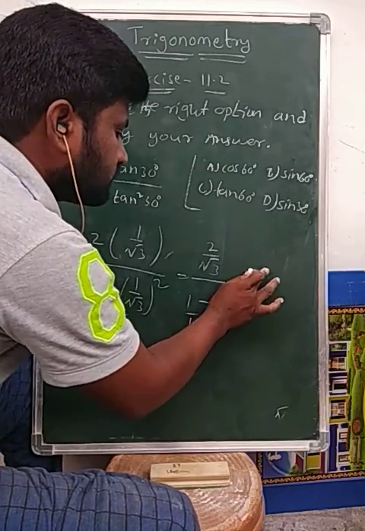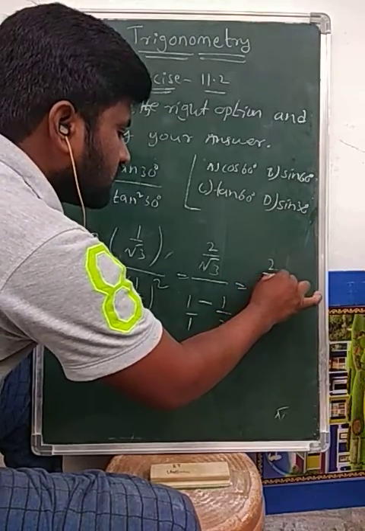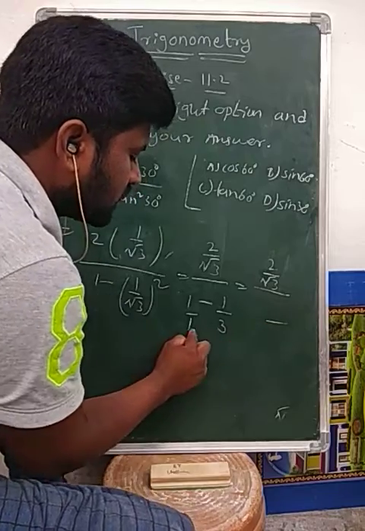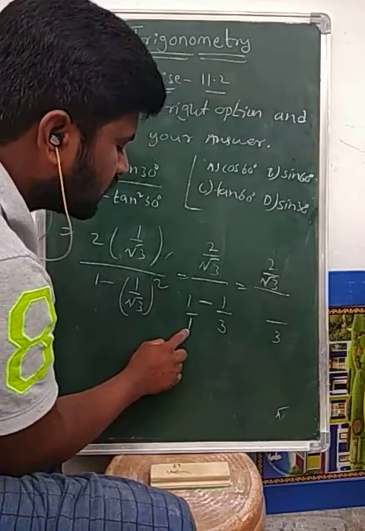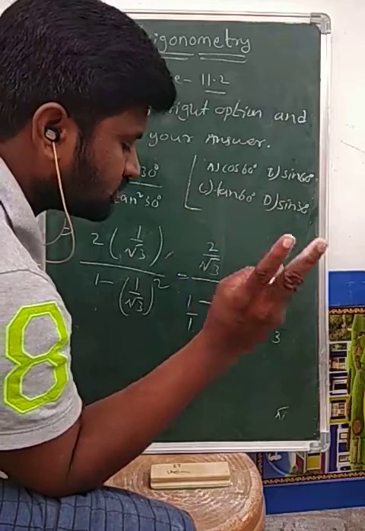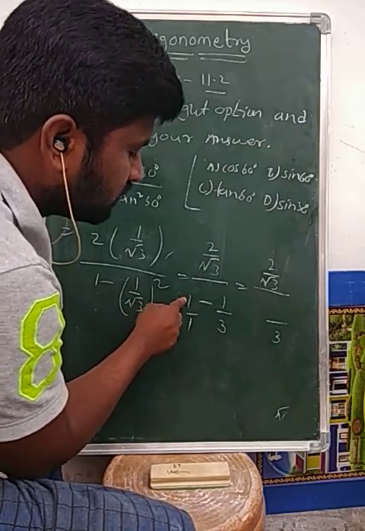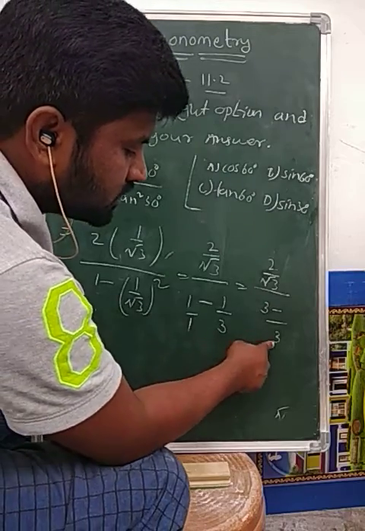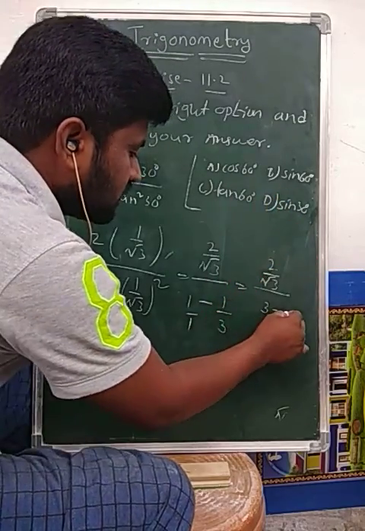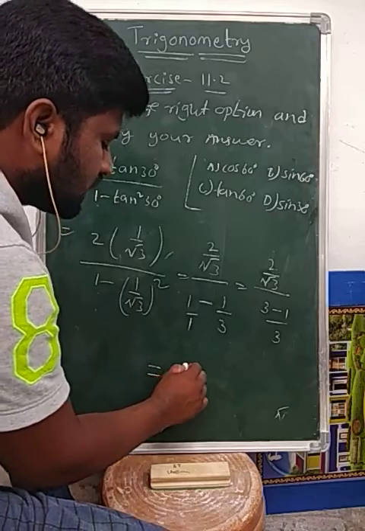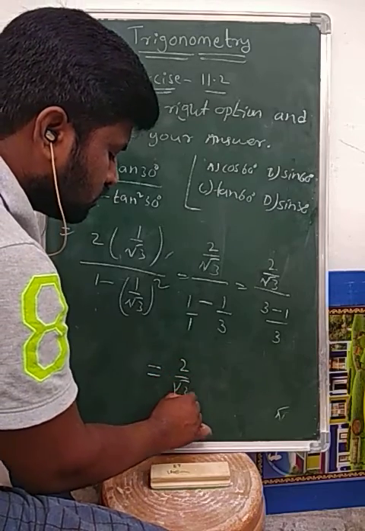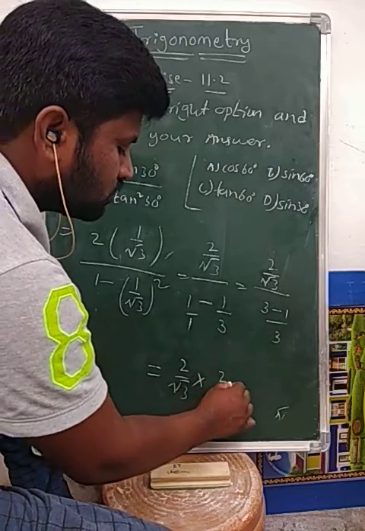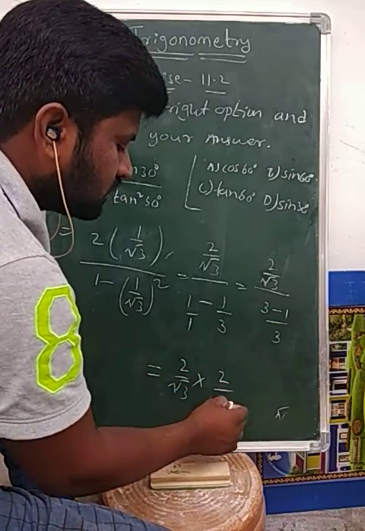Now 2 by root 3 by 1 minus 1 by 3. Here the LCM of 1 and 3 is 3. In 1, the LCM goes 3 times, that's why we multiply 1 with 3: 3 ones are 3, minus 1 (3 goes into the LCM 1 time), that is 1 into 1, which is 1. So we get 2 by root 3 into 3 minus 1 over 3, that is 2 by 3.